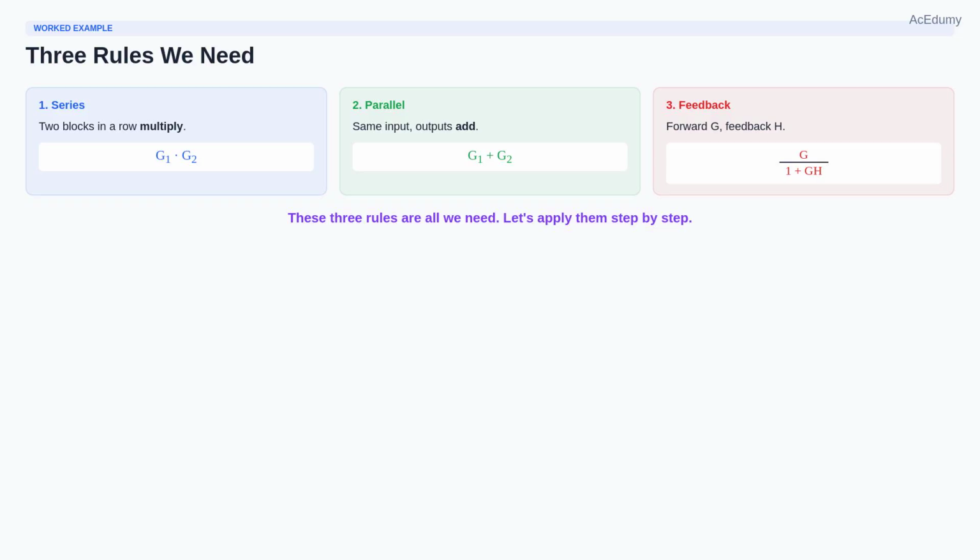Before we start simplifying, let us quickly recall the three block diagram rules we will use. Rule 1. Series connection. Two blocks in a row multiply. G1 followed by G2 gives G1 times G2. Rule 2. Parallel connection. Two blocks sharing the same input, with their outputs added, give G1 plus G2. Rule 3. Negative feedback loop. A forward path G with feedback H gives G over 1 plus G times H. These three rules are all we need. Let us apply them step by step.